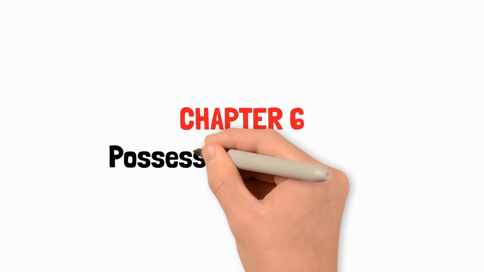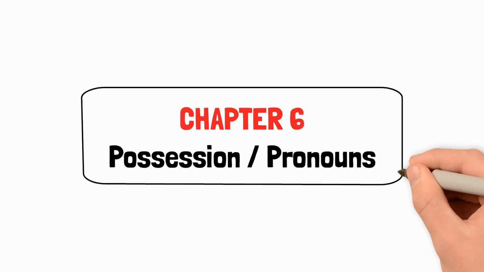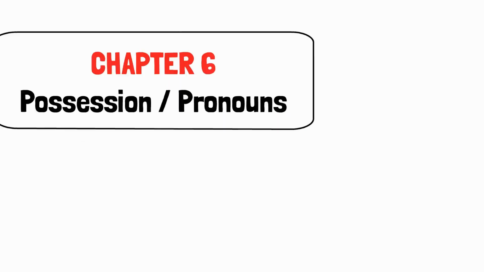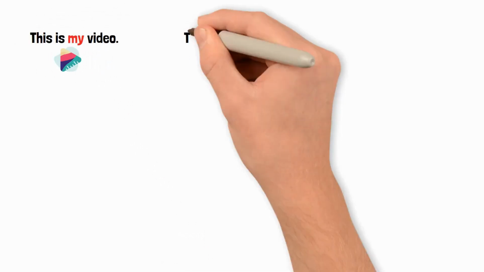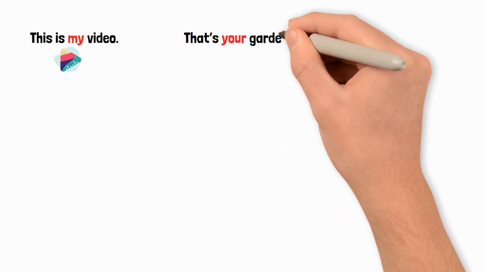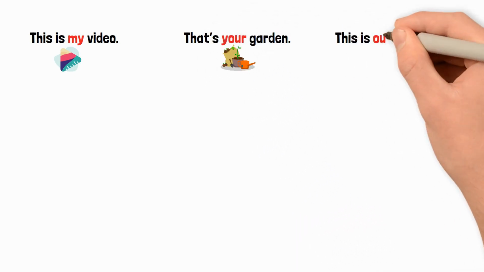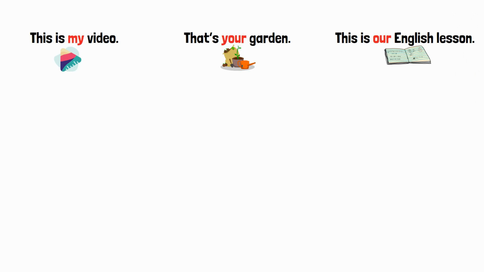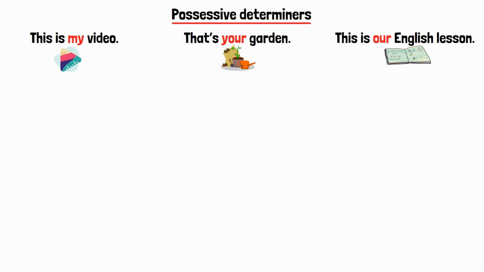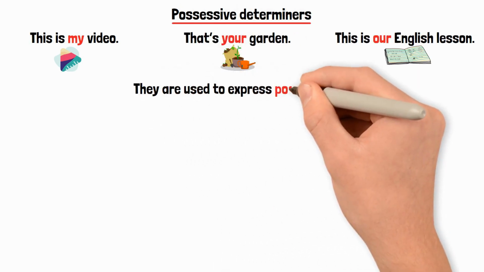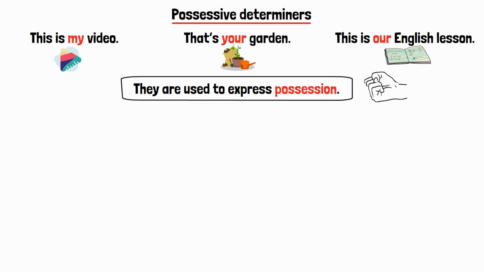Hello everyone, today's lesson is about possession and pronouns. This is my video. That's your garden. This is our English lesson. The highlighted words are possessive determiners. They are used to express possession. Take a look at this table.